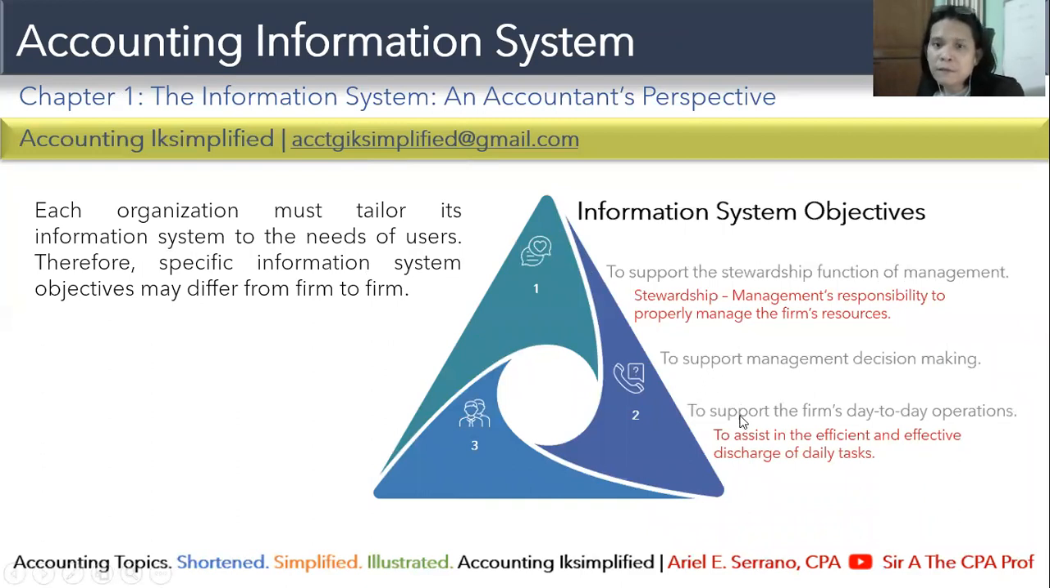Eto, it may differ. Now, dito highlight ko lang kasi sabi dito to support the stewardship function of management. Ano ba kasi ibig sabihin ng stewardship? This is management's responsibility to properly manage the firm's resources. Okay? Please take note of these three information system objective.